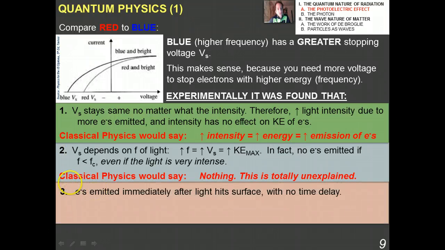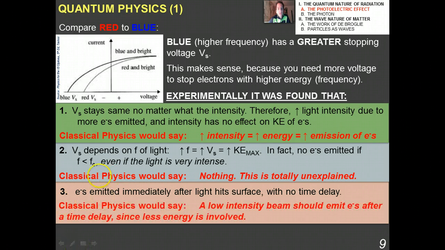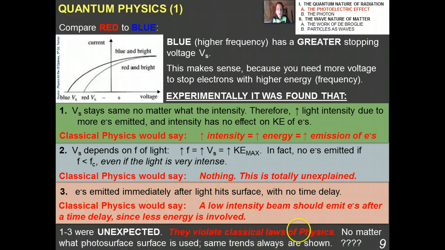And number three, electrons are emitted immediately after the light hits the surface. There is absolutely no time delay. Classical physics would say a low-intensity beam should emit electrons after a time delay, since less energy is involved and it takes more time for those electrons to absorb that lower energy of the photon or the electromagnetic wave. So these were unexpected, and they violate the classical laws of physics.